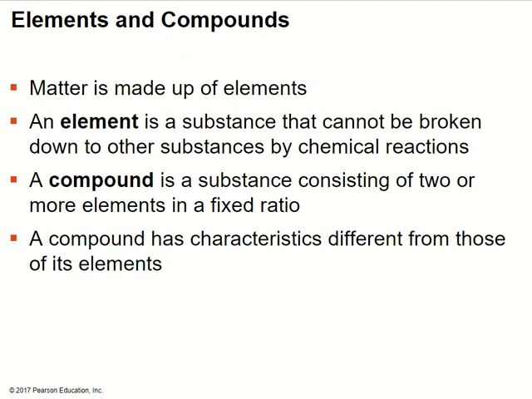Matter is made up of elements. An element is a substance that cannot be broken down into other substances by chemical reactions. A compound is a substance consisting of two or more elements in some fixed repeating ratio. A compound has characteristics different from those of the elements that were used to make it.